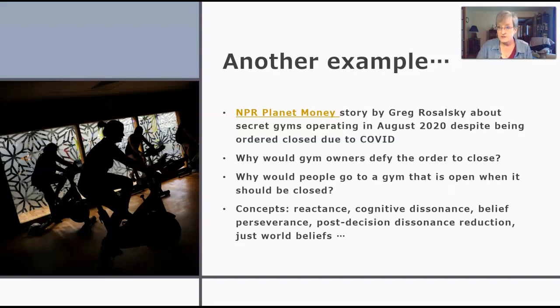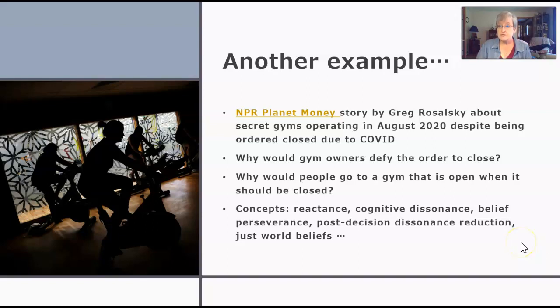These are people who are not doing dangerous things. They're not first responders after all, and they're not old. So frequently people would give a range of justifications that very much fit within cognitive dissonance theory and post-decision dissonance reduction.